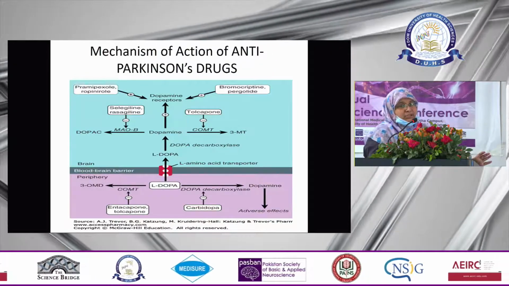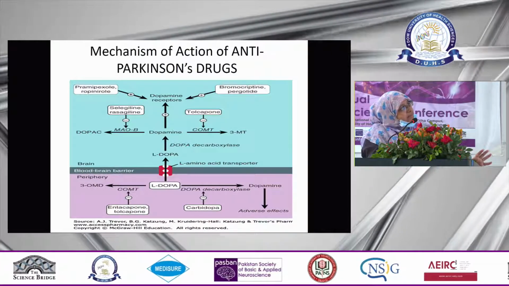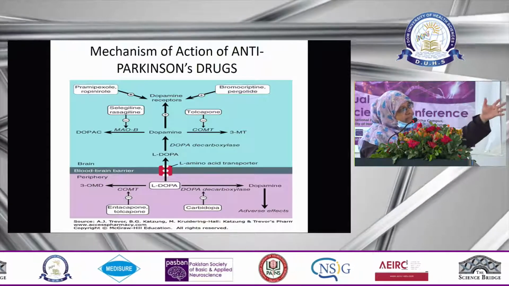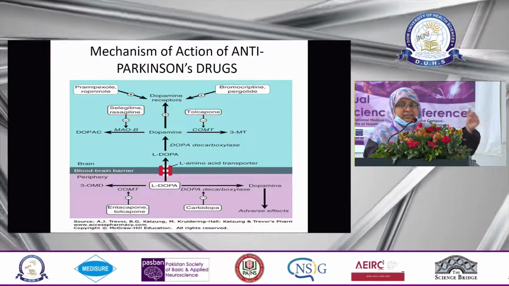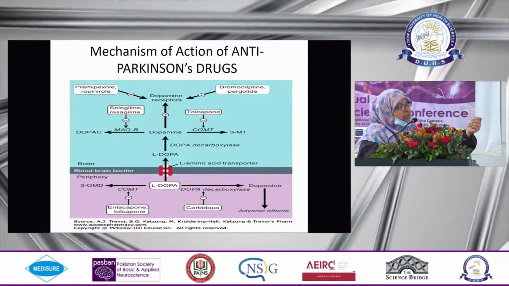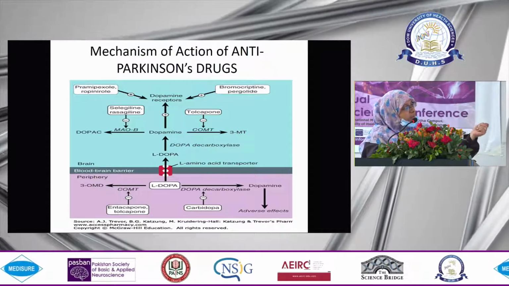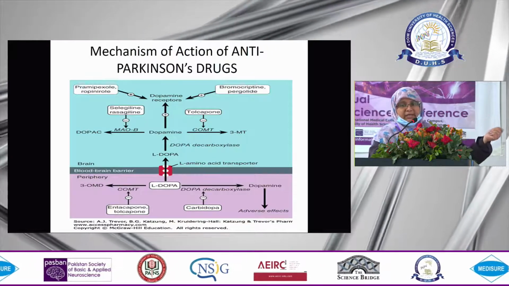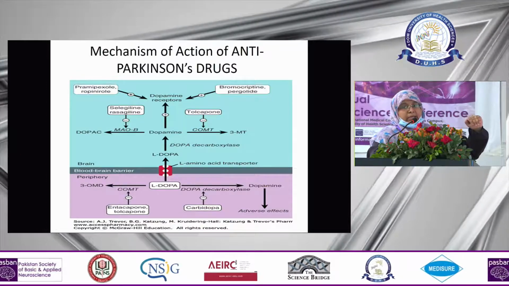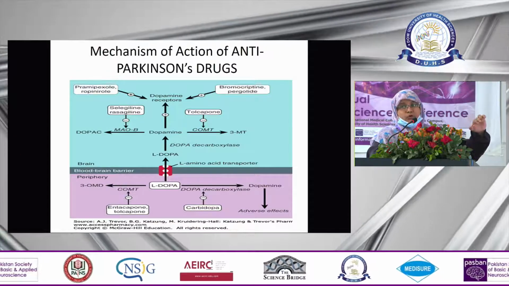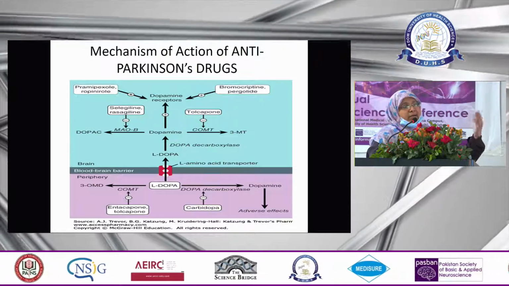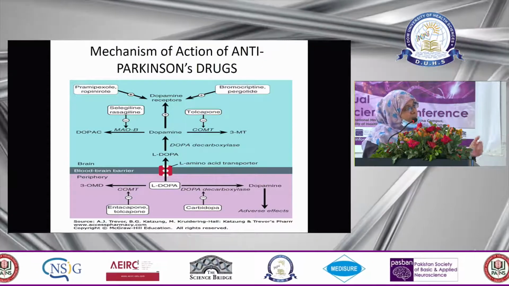This picture gives you a summary of the mechanisms of action of anti-Parkinson's drugs available in the market. At least 4 can be identified here: direct action on the dopamine receptors, inhibition of catechol O-methyltransferase, inhibition of monoamine oxidase B, or levodopa, which crosses the blood-brain barrier, reaches the brain, and is ultimately converted into dopamine.